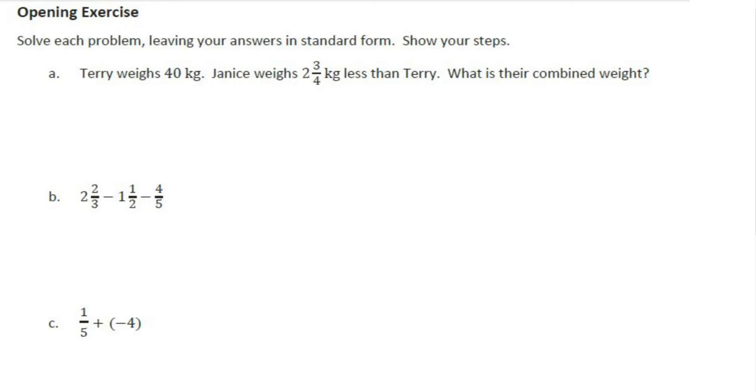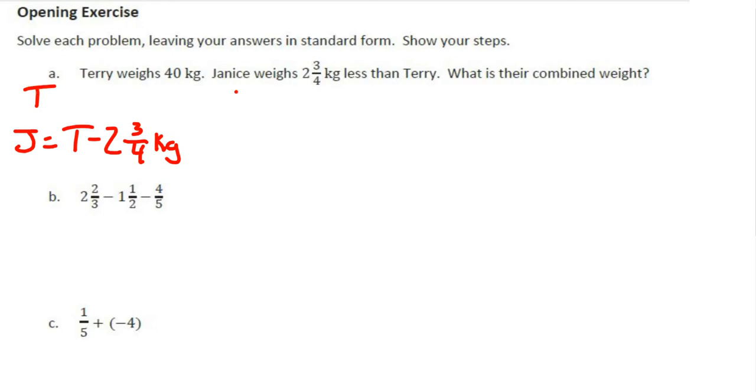All right, Terry weighs 40 kilograms. Janice weighs 2 3/4 kilograms less than Terry. What is their combined weight? All right, so we've got Terry. That's her weight. Janice is Terry's weight minus 2 3/4 kilograms. So now I need to find out what Janice's weight is.